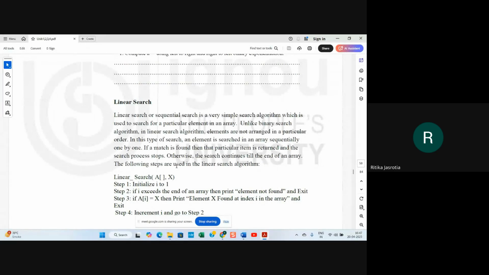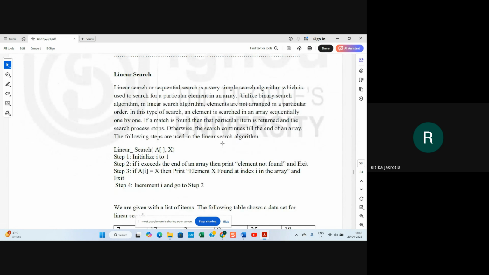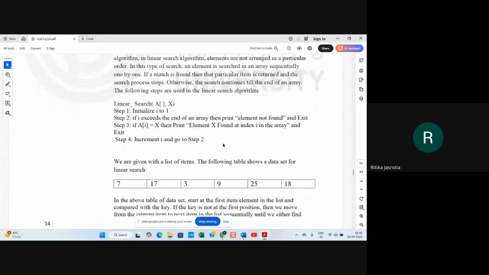Then they are talking about linear search, or sequential search. It is a very simple search algorithm which is used to search for a particular element in an array. Unlike binary search, in linear search the elements are not arranged in a particular order. In this type of search, an element is searched in an array sequentially, one by one. If a match is found, then that particular item is returned and the search process stops. Otherwise, the search continues till the end of the array. The following steps are used in the linear search algorithm.